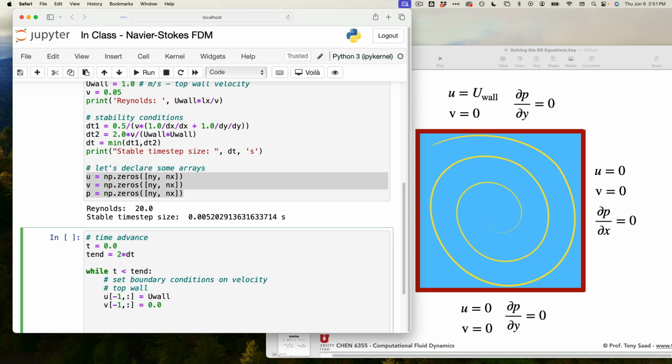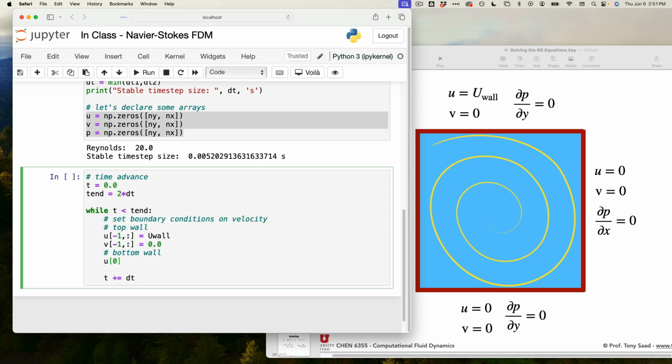So that's the top wall. Why don't you guys do the other ones? Bottom wall, u and v are 0. So where's the bottom wall? u at j equals 0, all x equals 0, and v at j equals 0, all x equals 0.